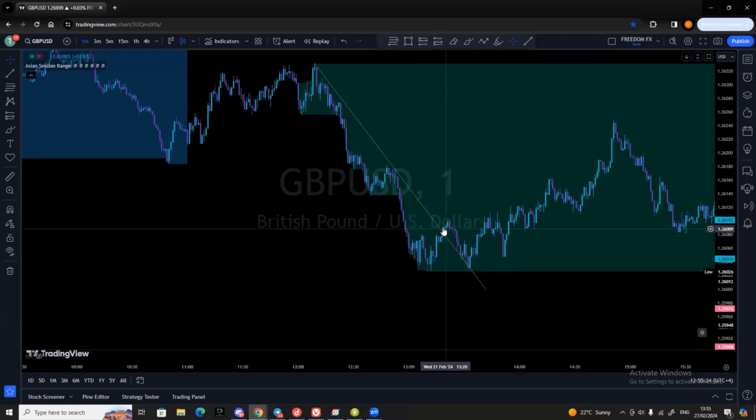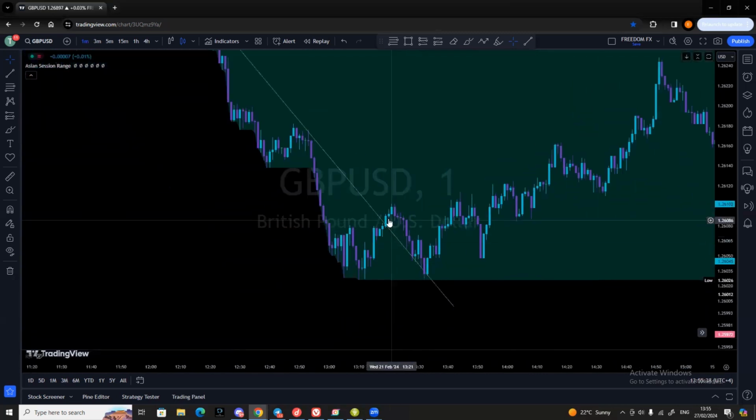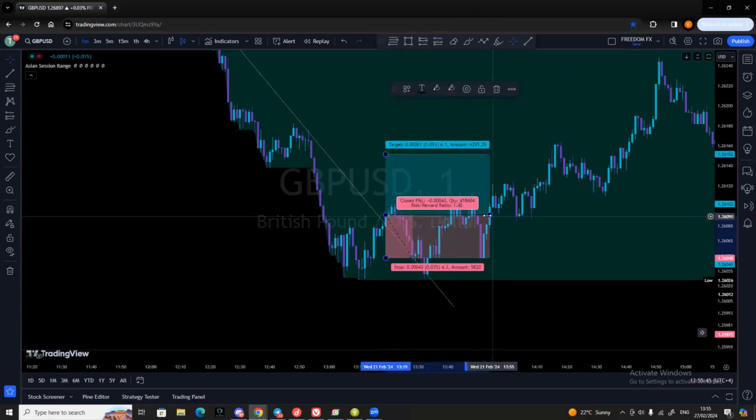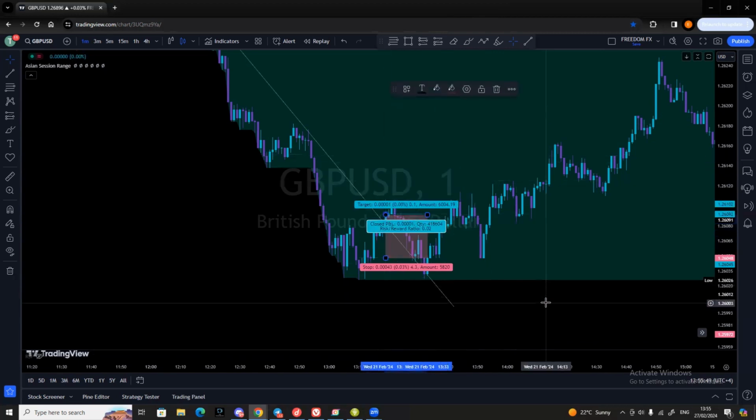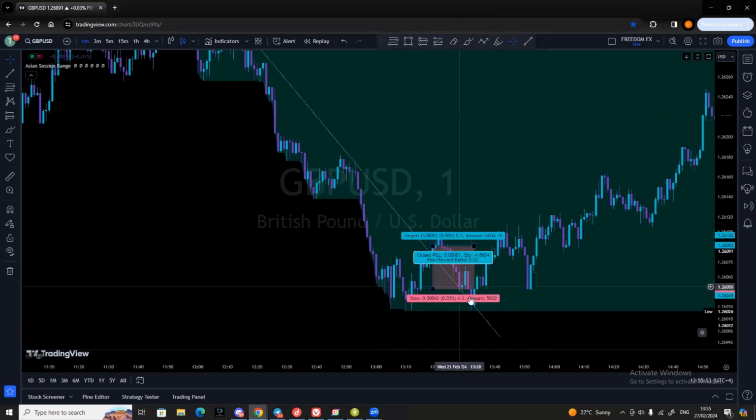We wait for a close, but as you can see, price closed right above here. So we buy, 4 pip stop loss. We could have taken a loss here, which happens regularly in trading. Everybody takes a loss.